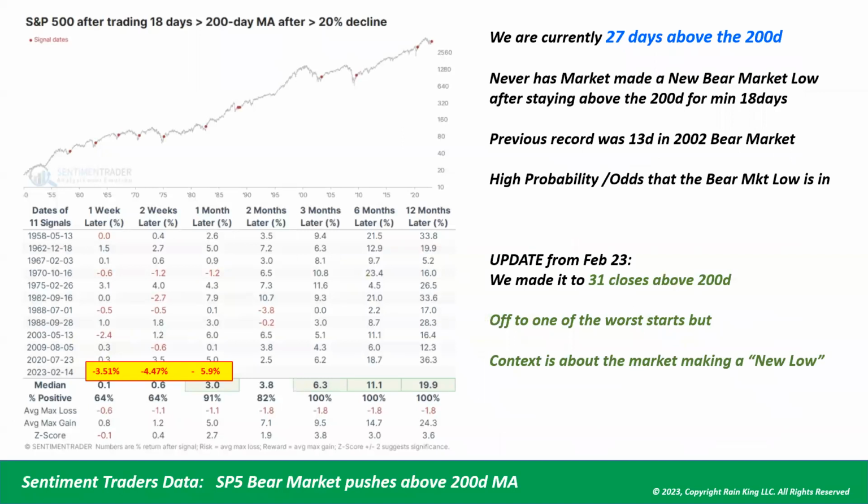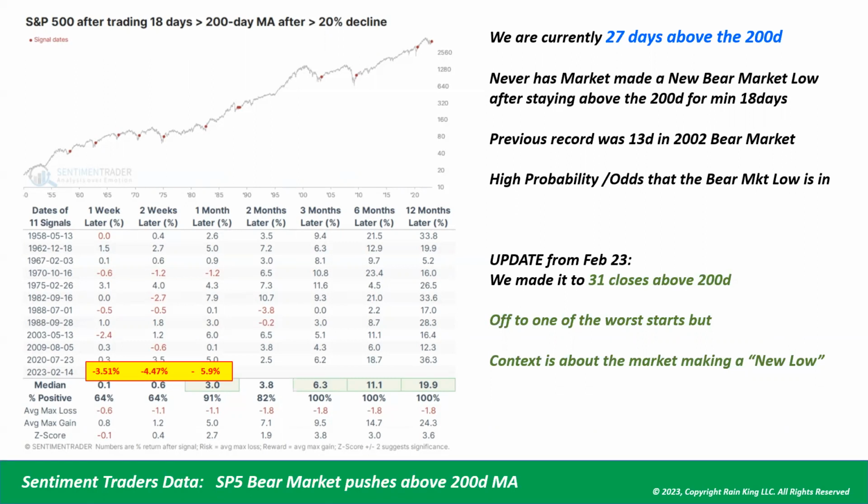So I pulled up this chart. I last showed this back in February, and this again is from Sentiment Trader. The premise was basically when you have the S&P 18 days above the 200-day moving average after a 20% decline in the markets. If you can get above it for 18 days, essentially the market never made a new low in the bear market. So it just was speaking to odds.